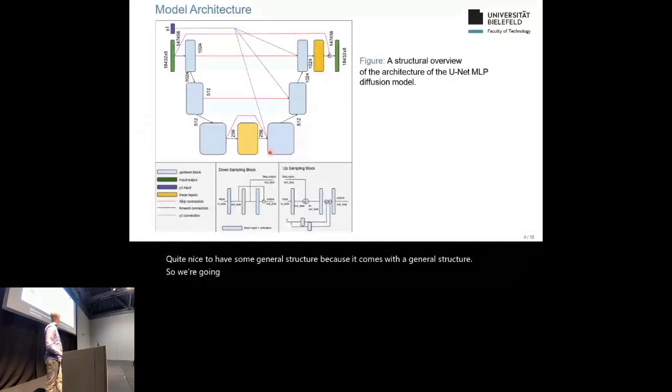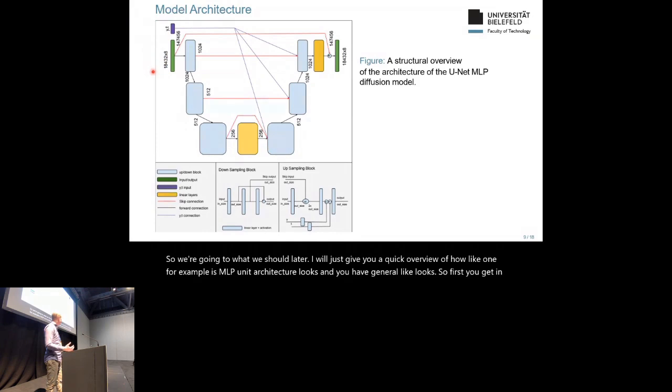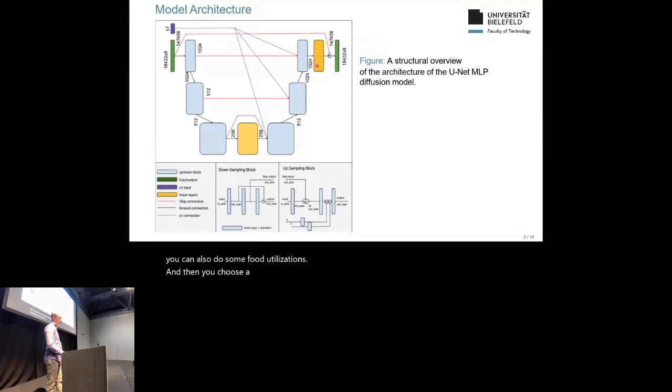I will just give you a quick overview of how, for example, the MLP U-Net architecture looks, and how the U-Net in general looks. First you feed in your whole data set, which is your SNPs, your 18,000 down-projected SNPs. They are already down-projected to 18,000 times 8 dimensions. Then you pass them through this U-Net, so they get compressed more and more until you reach this embedding layer. In this embedding layer, you can also do some cool visualizations, and then you do this up-projection once again, so you try to reconstruct your original genome here.